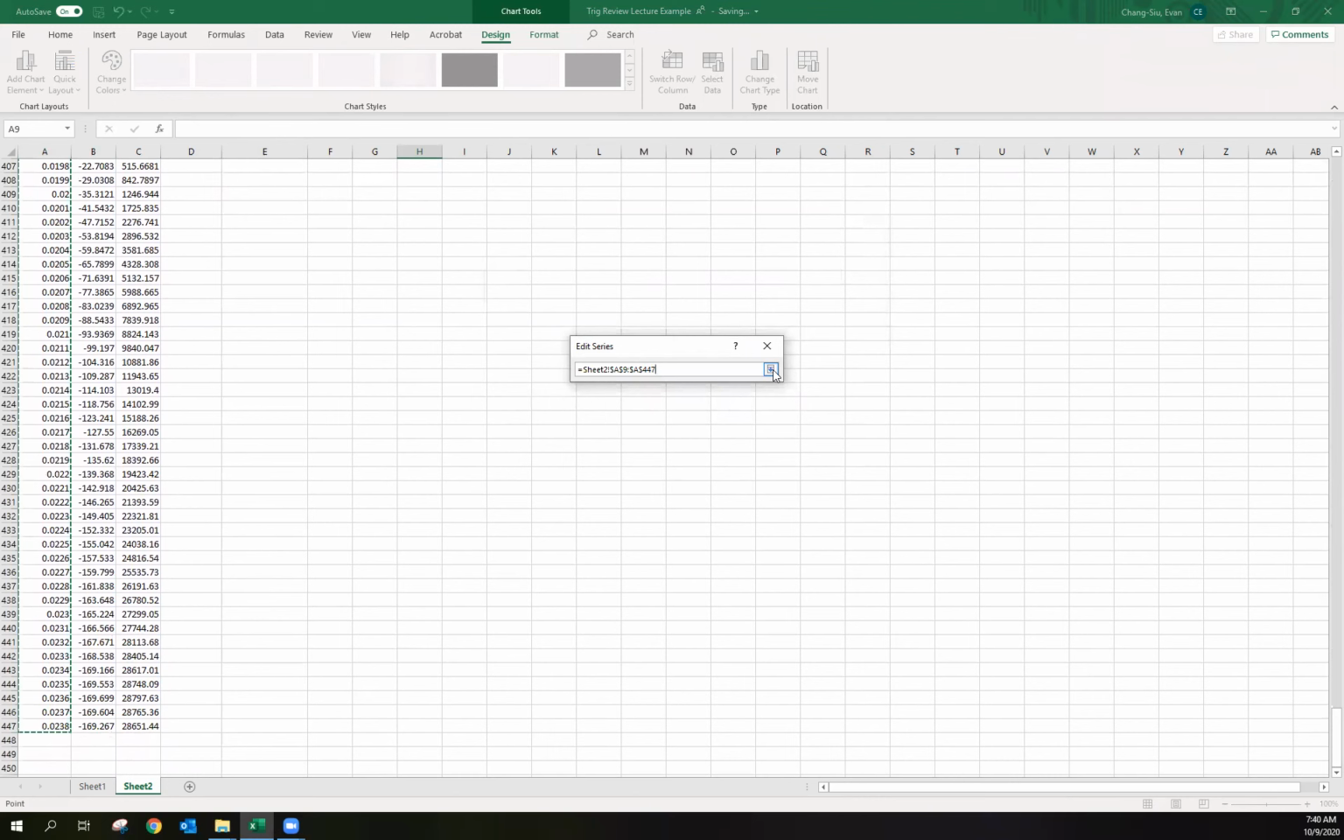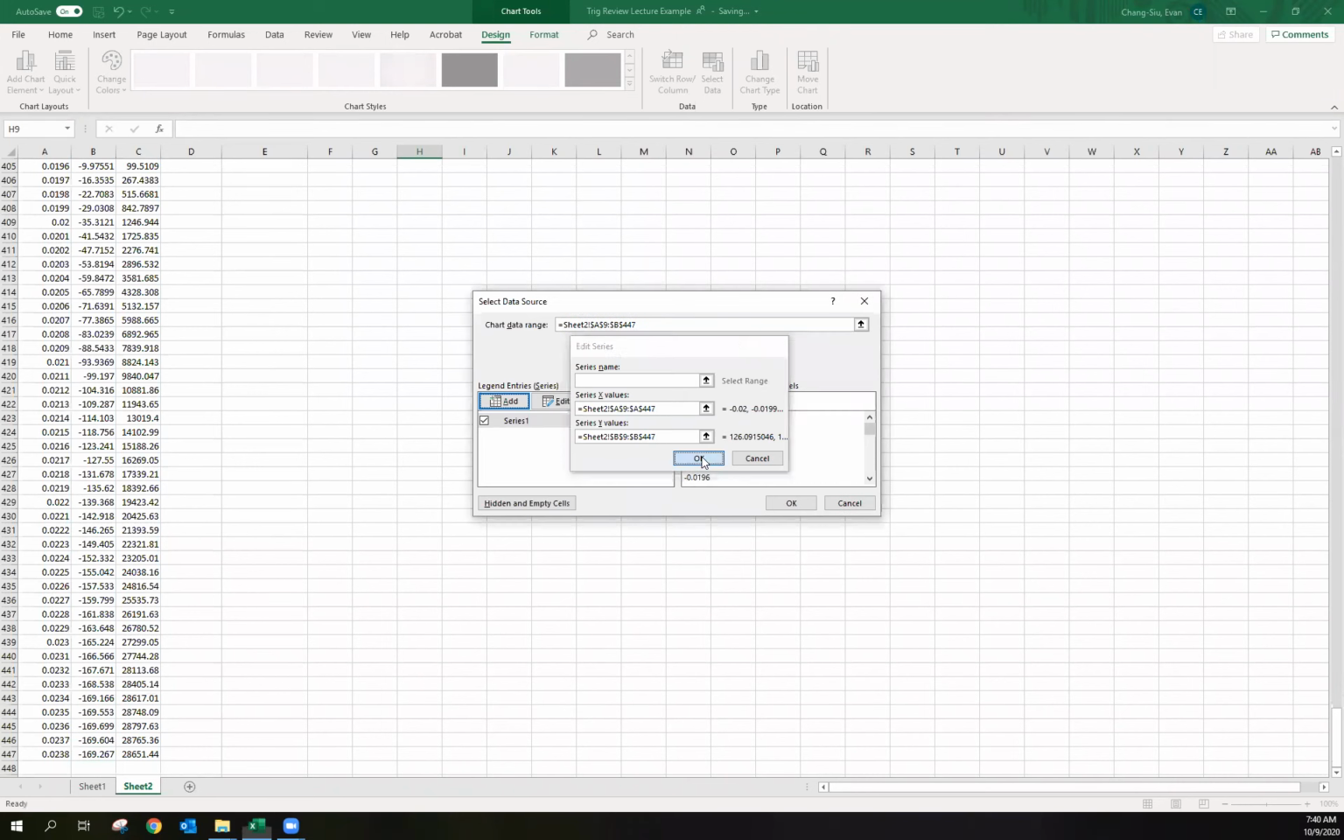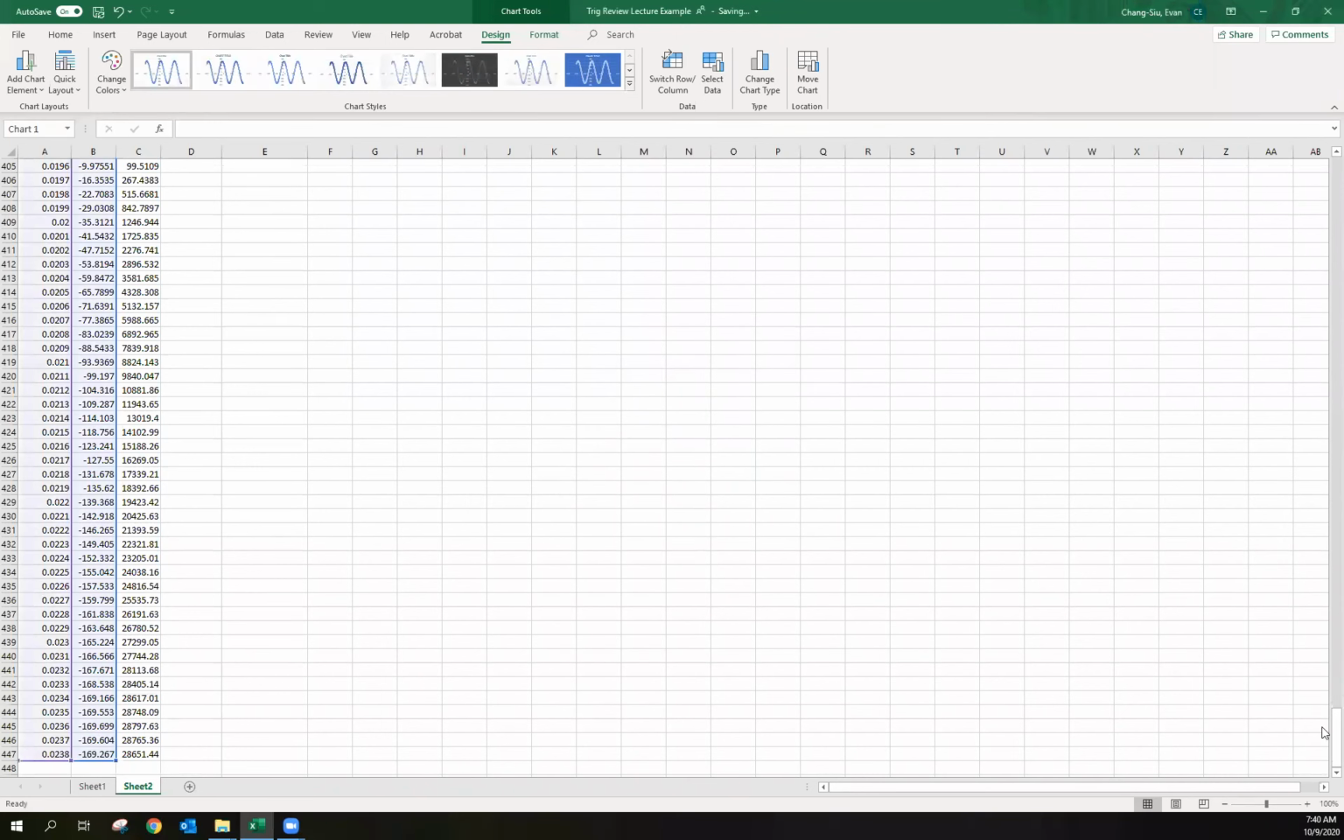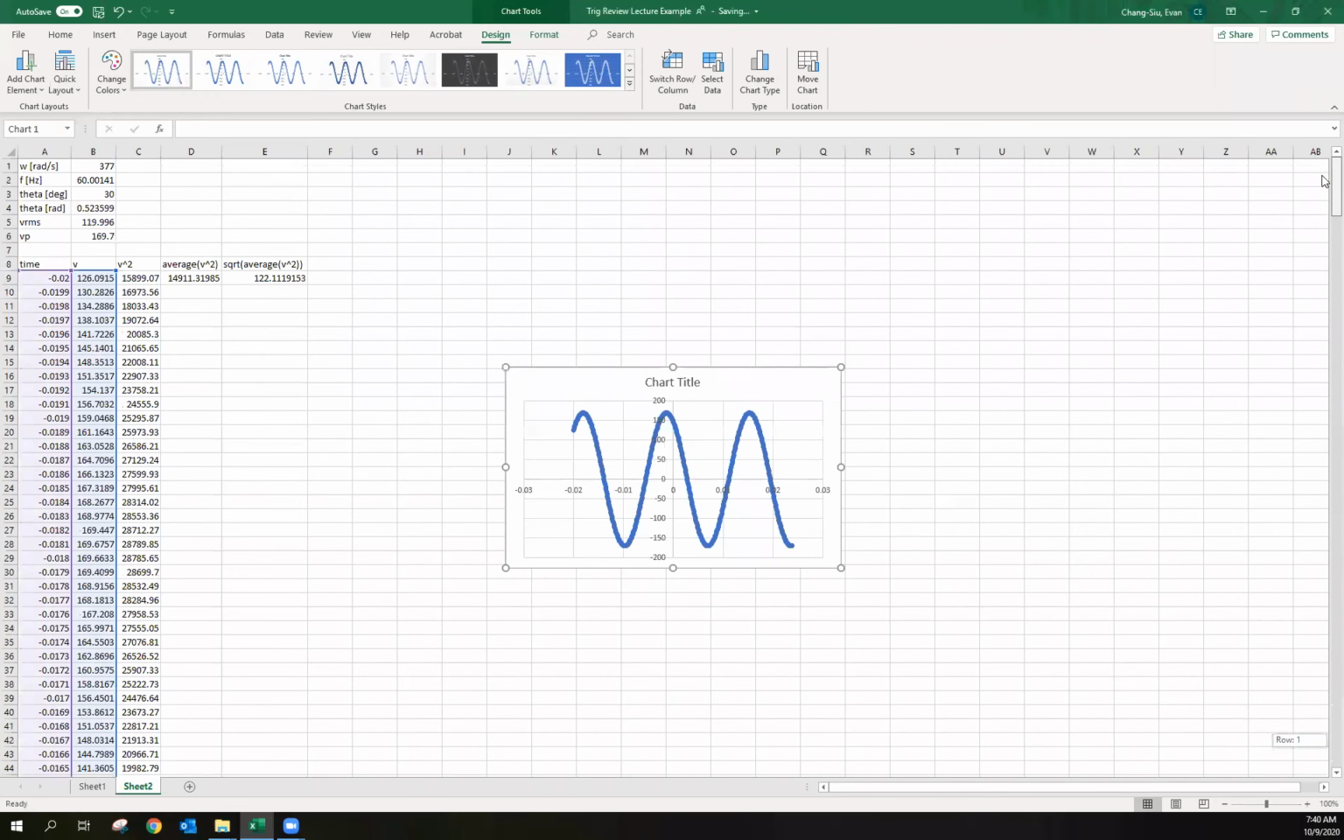And then we're going to add the Y values, and let's go back up here. Let's go all the way down. All right. Done. Let's see what we get. Nice. Look at that. That is V of t.